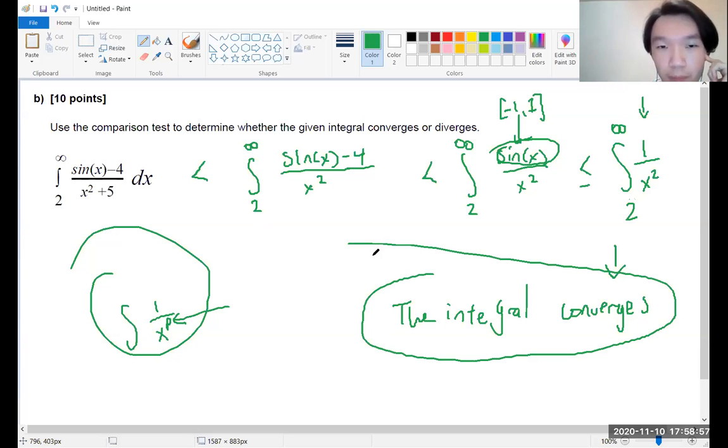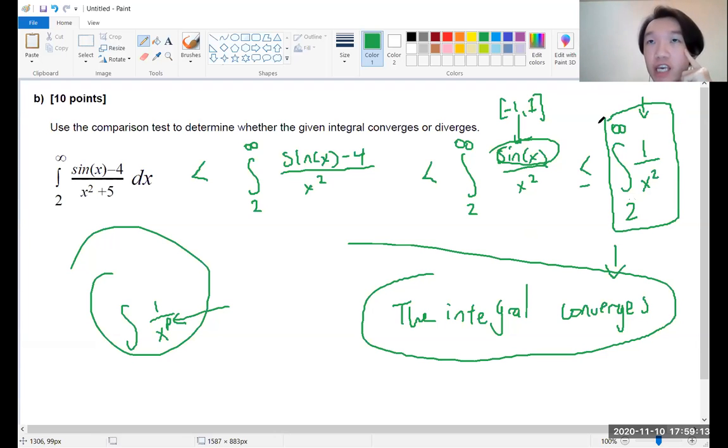So yeah, one comment I want to make is that if we did all this work and then at the very end, let's say this is the last step, we arrived at a divergent integral, then this would be inconclusive because being less than divergent doesn't really tell you anything, okay?